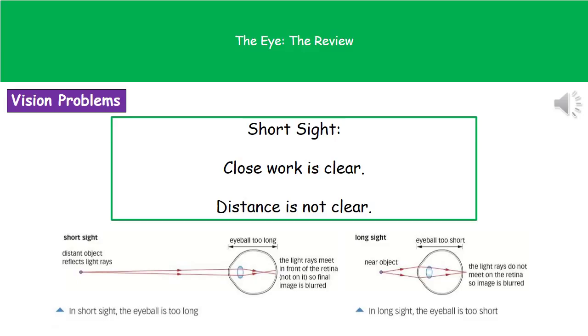If we consider long sight with the diagram on the right hand side there, basically the eyeball's too short. So what we're finding there is that the light rays are not actually managing to meet on the retina. They're trying to focus kind of behind the retina. So what we get is a blurred image again.